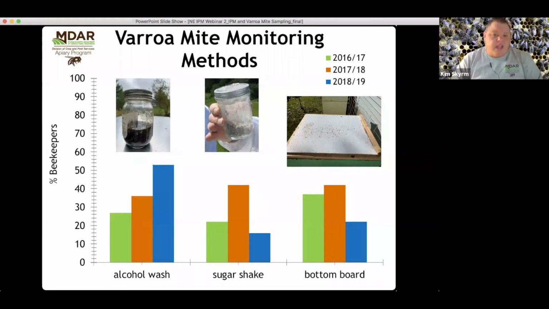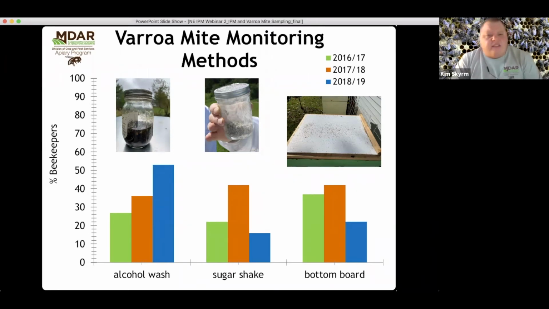Now, if you've got a large apiary with multiple hives, you could be your own researcher. I actually encourage beekeepers to do this, mostly to see the variation between using an alcohol wash, a sugar shake, and of course a bottom board as well. In our survey, once we started through the years of doing our Northeastern IPM grant, we saw a huge interest in use of the alcohol wash. We're still at a little bit of 50%, but that's a lot more than had ever used it before we started the grant and gave them materials for this. So it was really neat to see people start adopting the use of this method.